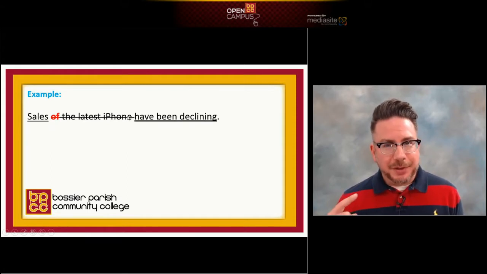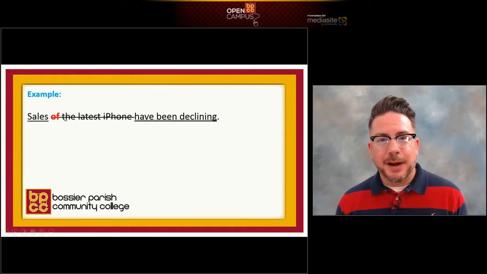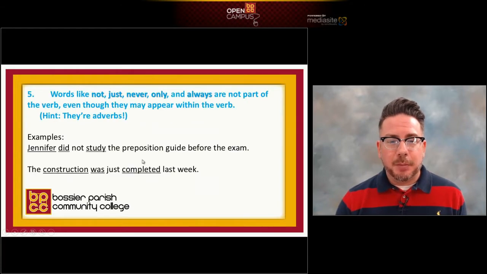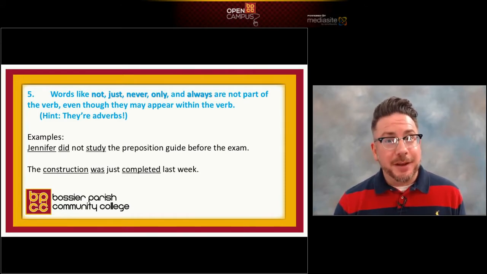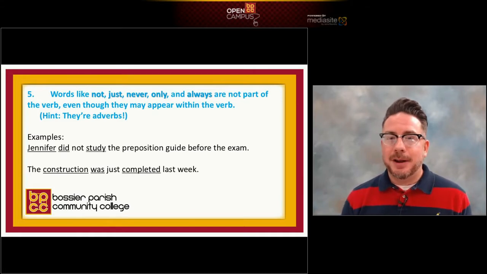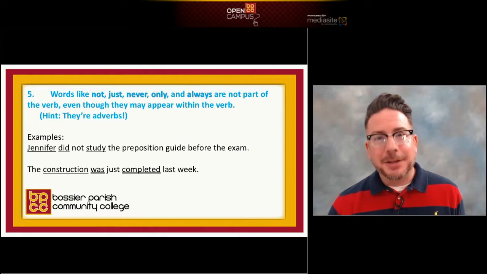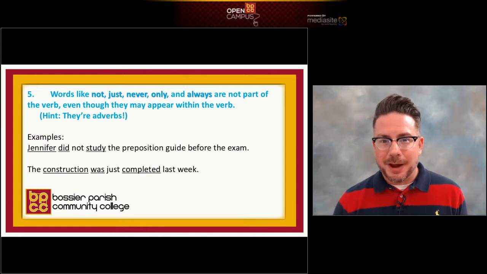Now, what should I have done before I identified the subject and verb of this sentence? Think back to rule 3. I should have identified any prepositional phrases and scratched those out because here I have the preposition of, so of the latest iPhone is a prepositional phrase. So I needed to cross that out. I really should have done that before I identified the subject and verb of that sentence. So don't forget that.